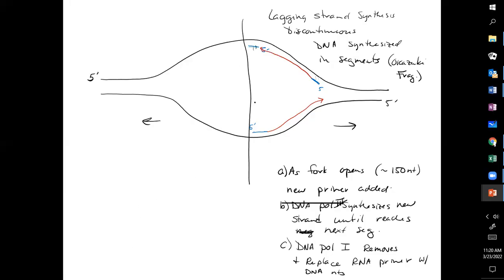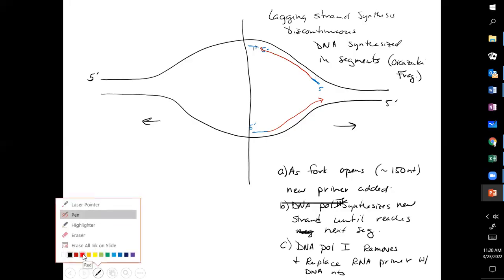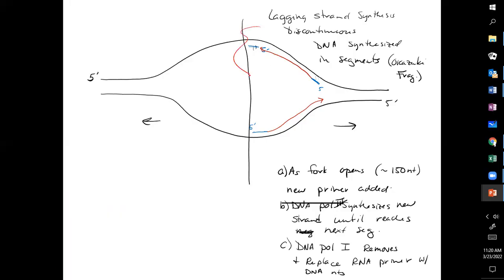So let's zoom into that process a little bit more. Let's make this artificial. Here's DNA polymerase 1. It is going to cut the phosphodiester backbone of this RNA nucleotide. That RNA nucleotide is going to leave, and it's going to replace it with a DNA nucleotide.